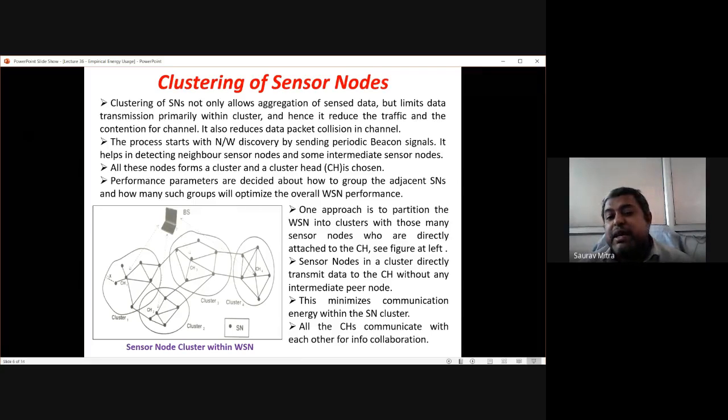One approach is to partition the wireless sensor network into clusters with those many sensor nodes who are directly attached to the cluster head.